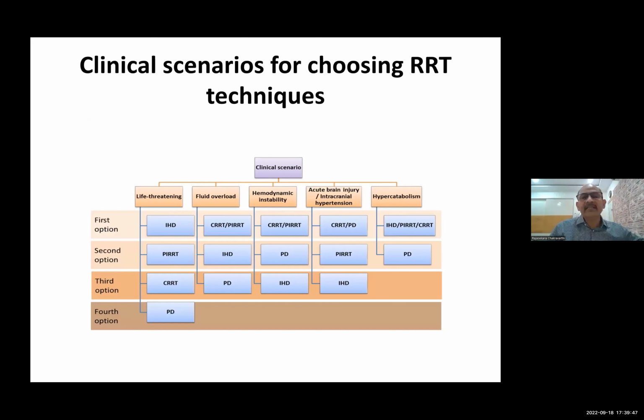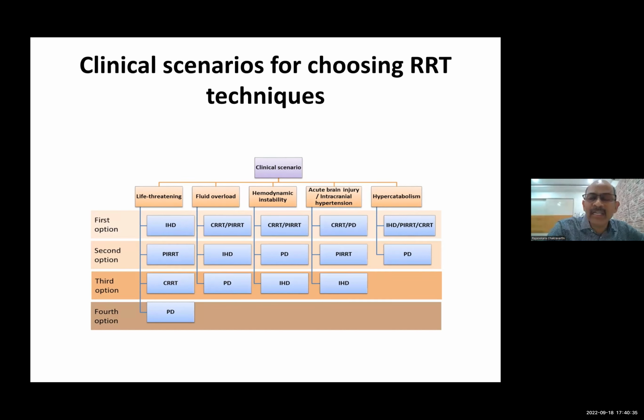So when you have a clinical scenario, as we discussed, with two different scenarios, you can have a first option, second and third option, depending on the indication for which you are using it. You may want to use a dialytic modality for life-threatening reasons like high potassium or acidosis. In that case, intermittent hemodialysis has the maximum clearance of close to 150 ml per minute. It means that 150 ml of blood is cleared of urea in 1 minute. So when you have a life-threatening indication like hyperkalemia, you will choose intermittent hemodialysis. If your main reason for starting RRT is fluid overload, you would want to choose a continuous modality or a prolonged intermittent modality.